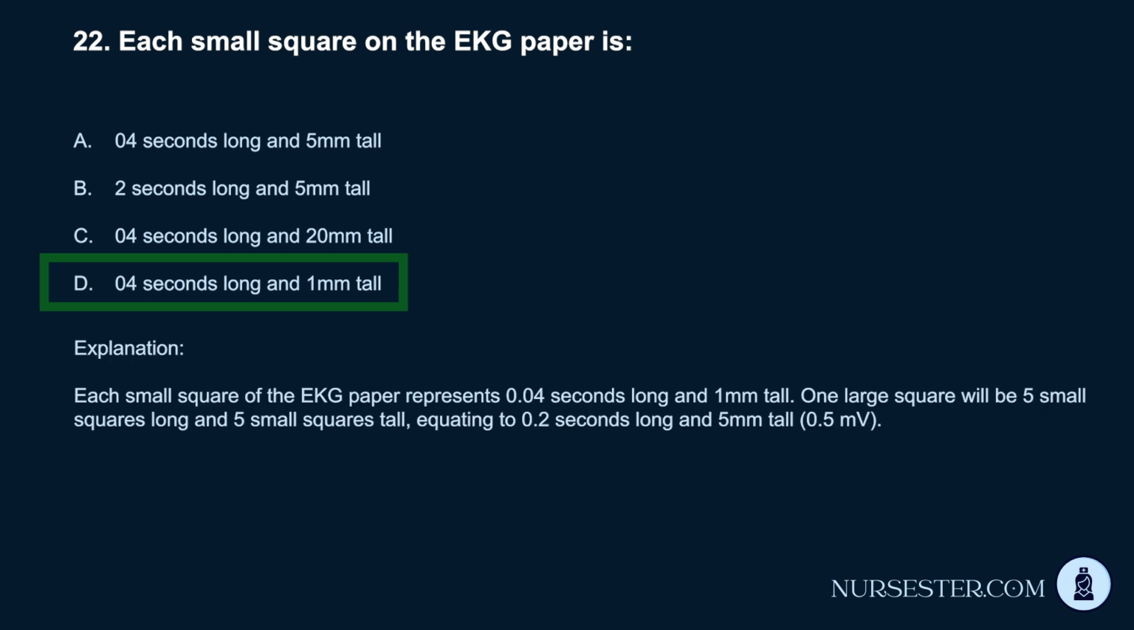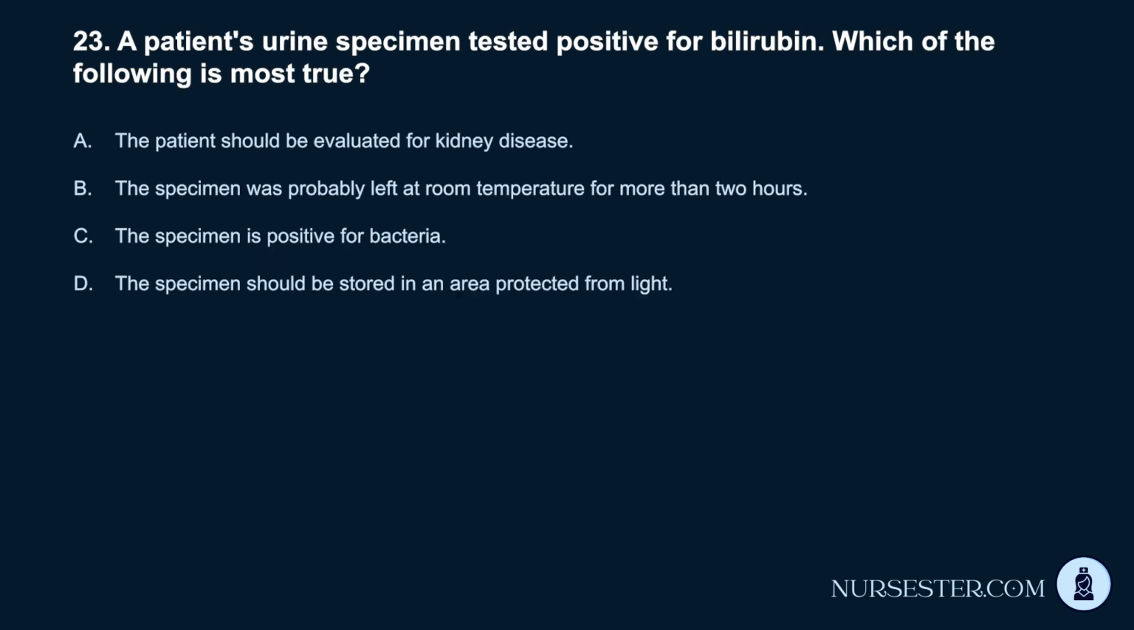Each small square of the EKG paper represents 0.04 seconds long and 1 mm tall. One large square will be 5 small squares long and 5 small squares tall, equating to 0.2 seconds long and 5 mm tall, 0.5 mV.